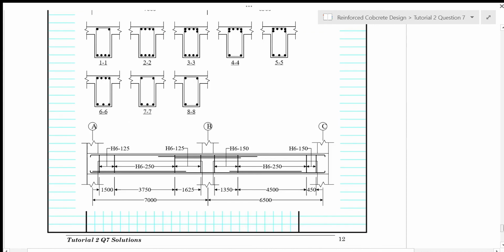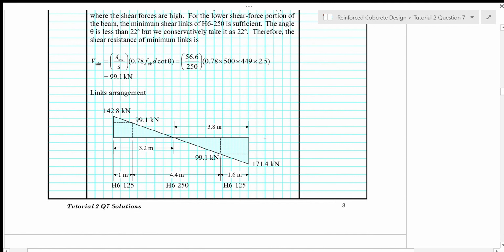Next we look at the shear reinforcement. So shear reinforcement for span AB will refer to this diagram here. The shear reinforcement we need is H6 at spacing of 125 within 1 meter here, and then the rest we can provide H6 at 250. And also at this right side of span AB, for 1.6 meters we have to provide H6 at spacing of 125.